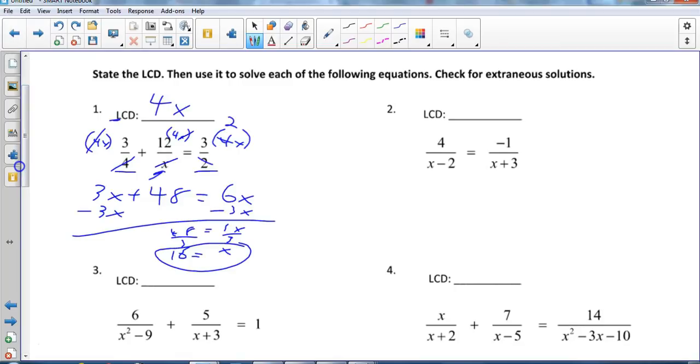Number 2. We have an x minus 2. We have an x plus 3. So guess what? That is our LCD. And now we're going to multiply both sides, both terms, by x minus 2 times x plus 3.